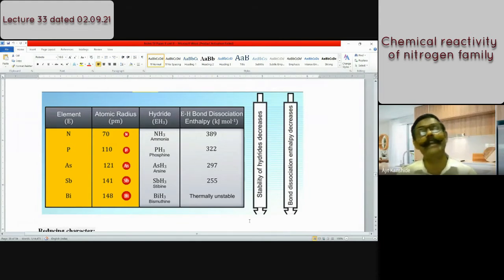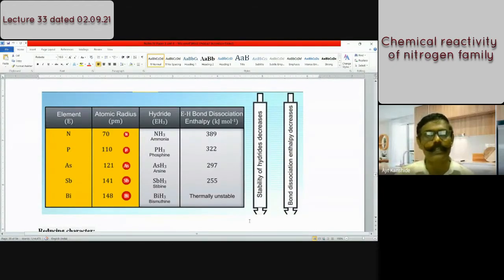So what is the conclusion? Stability of hydrides decreases as we move from top to bottom. Stability of hydrides decreases because atomic size increases. With increase in atomic size, distance increases, covalent bonding strength decreases, and effective overlap decreases. Because of that, stability decreases.